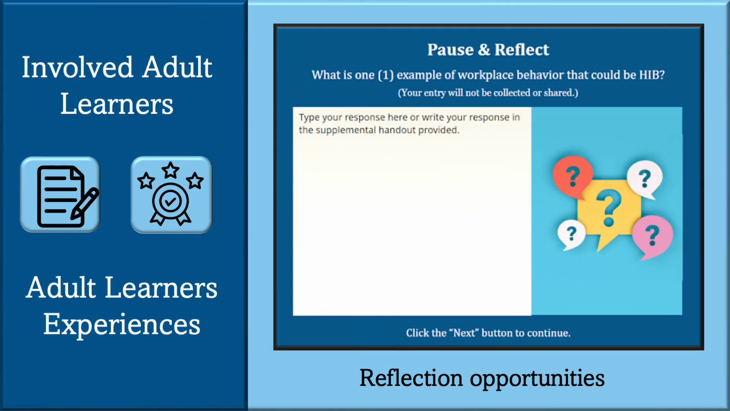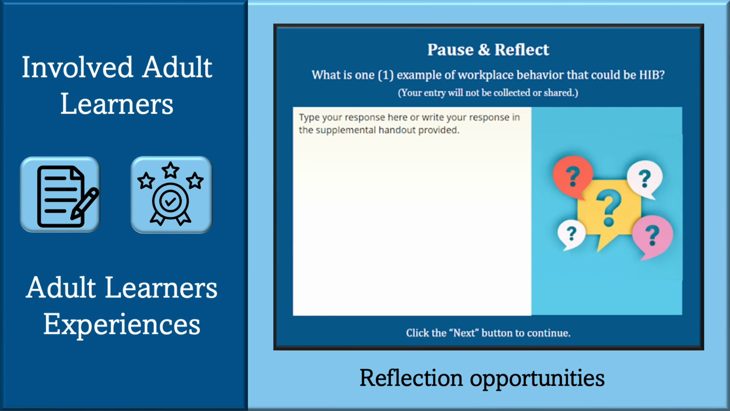Slide labeled Pause and Reflect. In this first example, I have a screenshot of a reflection activity within Articulate Storyline that asks learners to identify one example or situation of workplace behavior that could be hostile and/or intimidating behavior. Learners are asked to type their response in the text box within the program, or to write their response on a piece of paper outside of the program. It's their choice, and they are informed that no responses will be collected or shared.